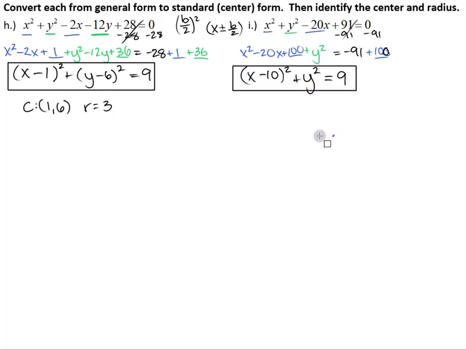But check it out, this is in standard form. The center of my circle is at 10, 0, right? That's actually our k value there. And if the radius squared is 9, then my radius is 3.